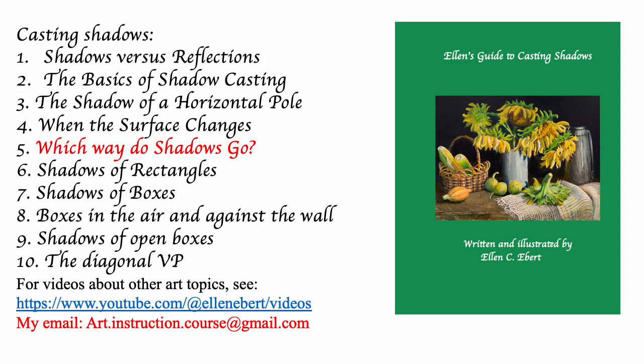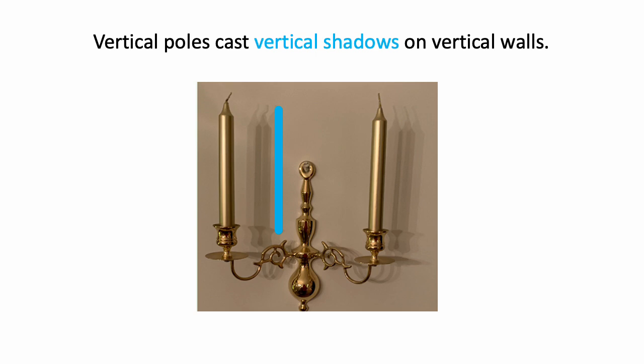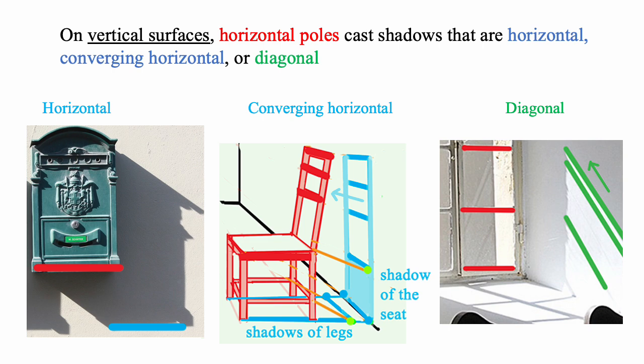This video will explore which way shadows go. It's useful to know where the shadows should be, so I'm going to talk about vertical and horizontal poles on vertical and horizontal walls. So this is the easiest scenario where you have a vertical pole on a wall casting a vertical shadow. Now on vertical surfaces, the shadows of horizontal poles can either be horizontal, converging horizontal, or diagonal.